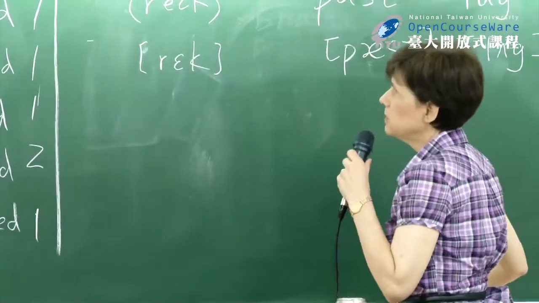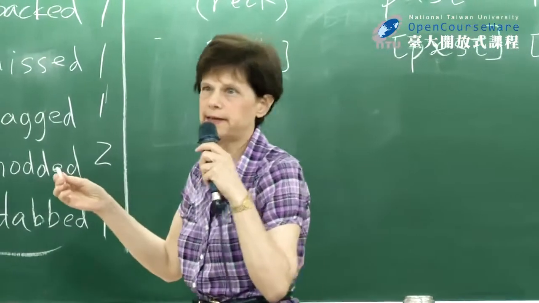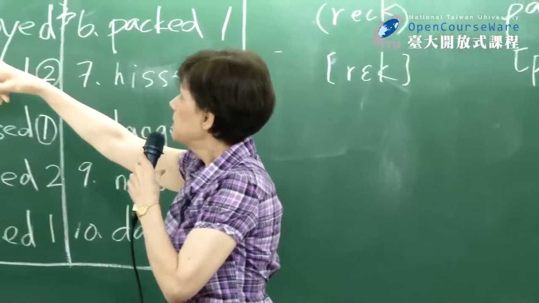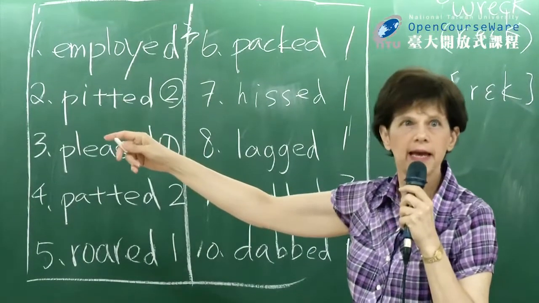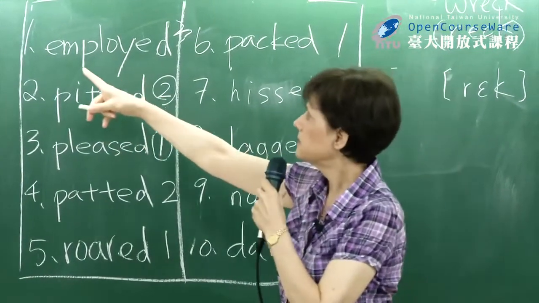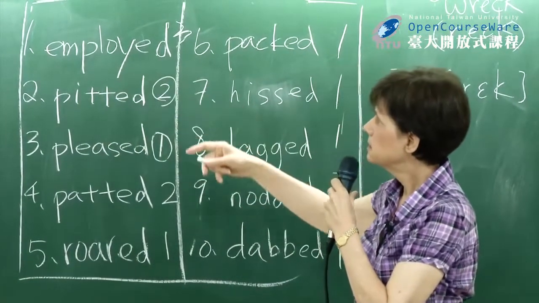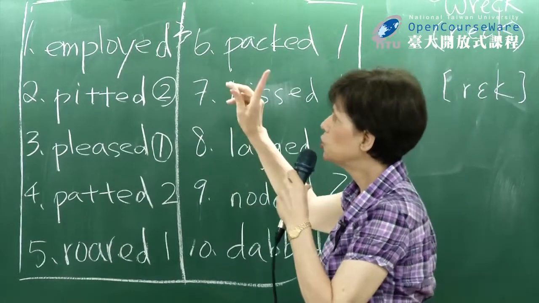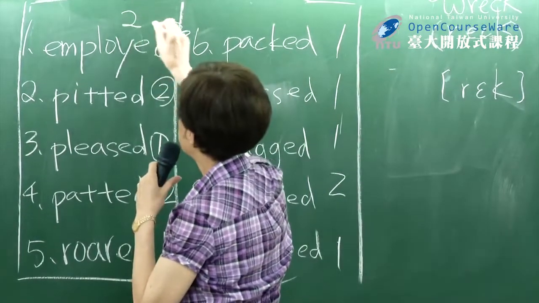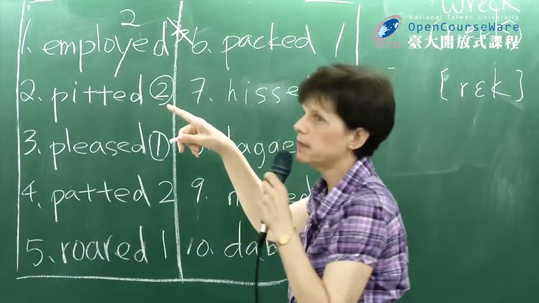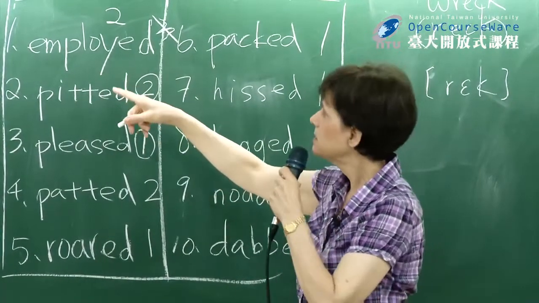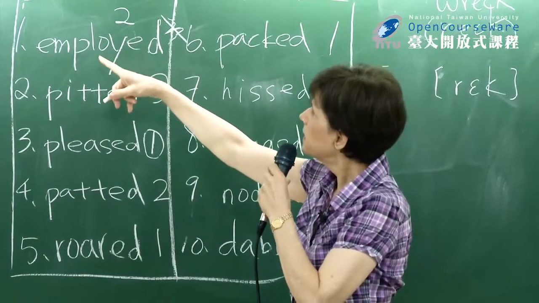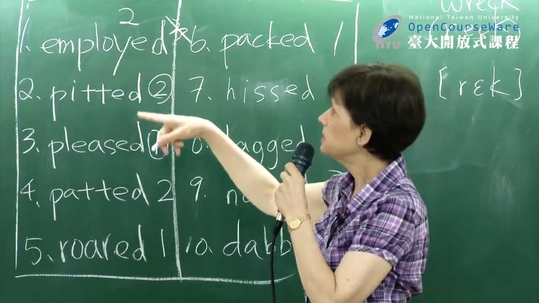For Part B, you need to know rules for adding ED endings. Now, if it ends with a voiced sound, we just add D. So how do we pronounce this, everybody? How many syllables? Two. Correct answer is two, not three. All right, employed. It ends with a voiced sound that's not T or D. Well, T is not voiced. It ends with a voiced sound. We just add a D sound.